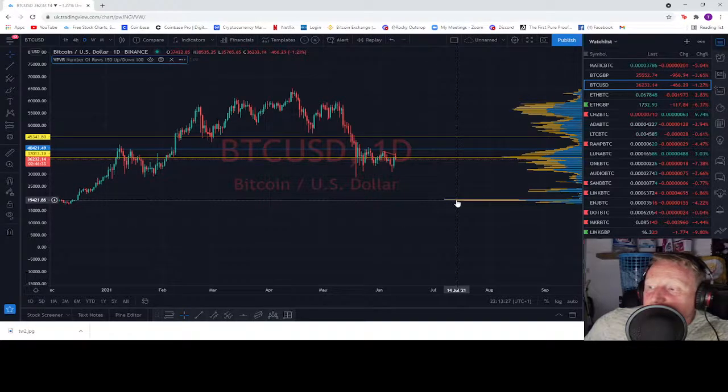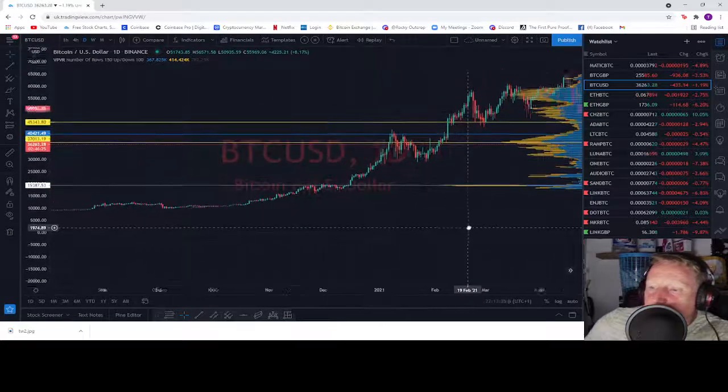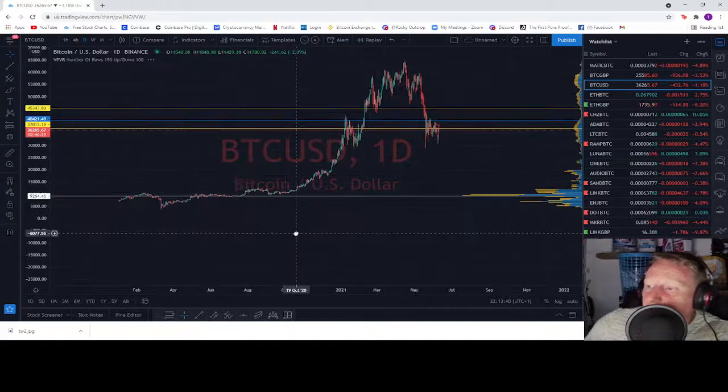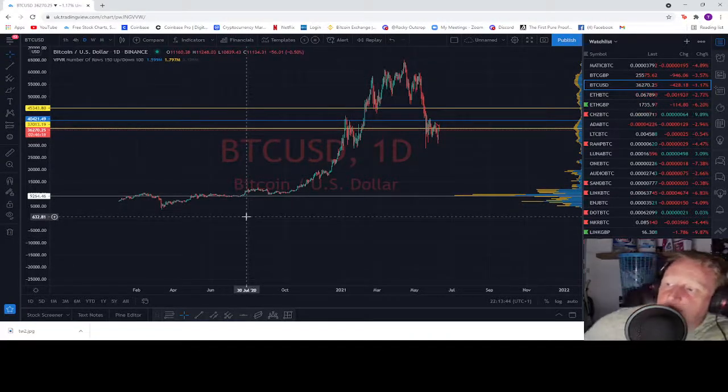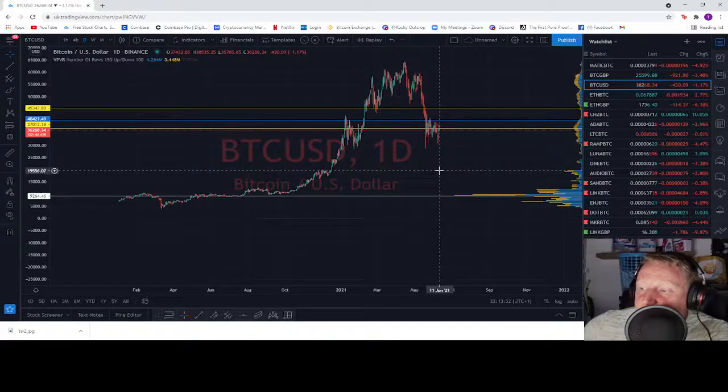So here it is. This is the POC, the point of control. Right, now we understand that. I'm going to go as far back as I can. So if I zoom out as far as I can go back at the moment on Binance with my TradingView, the way that it's set up, I can go back into the 3rd of January, and the date now is the 11th of June. So you've got that time period.